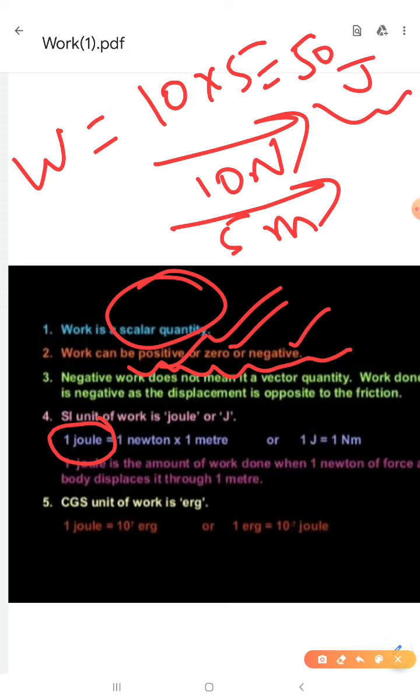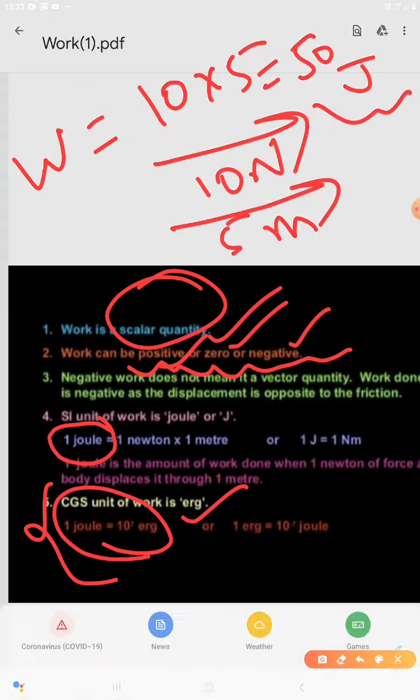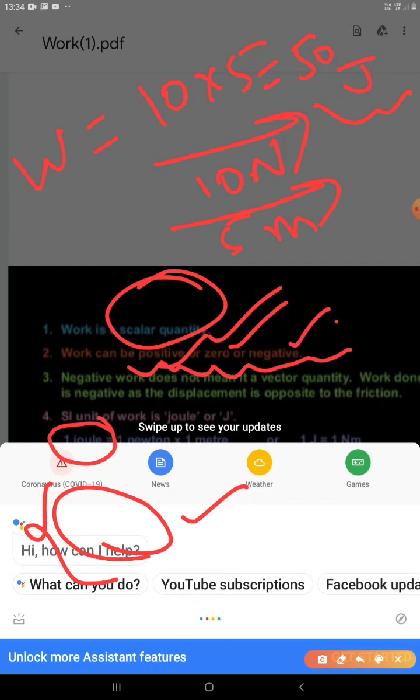There are some other units of work also. The CGS unit is known as erg, and there is a relationship between joule and erg. You should know 1 joule equals 10 to the power 7 erg. So these are important points related to work, because you should know only about work today.